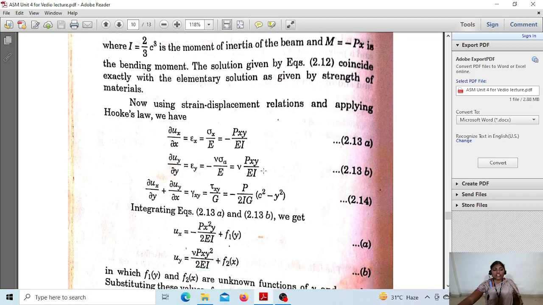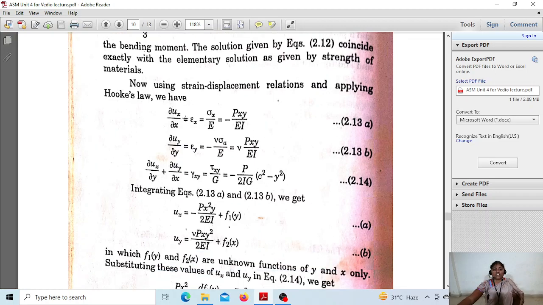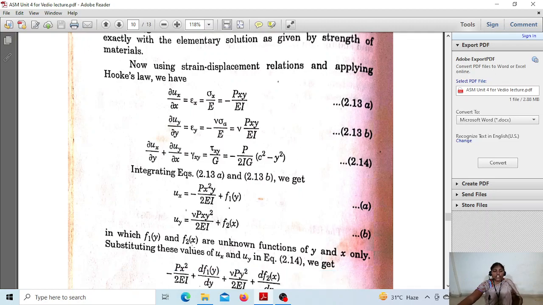Now let us try to integrate the first equation so that you will get ux. Therefore ux is equal to minus p x square into y by 2EI plus some integration constant f1 of y. Now again you have uy. If you integrate, uy is equal to nu into p x y square by 2EI plus f2 of x. In this integration, f1 of y and f2 of x are unknown functions of y and x only.